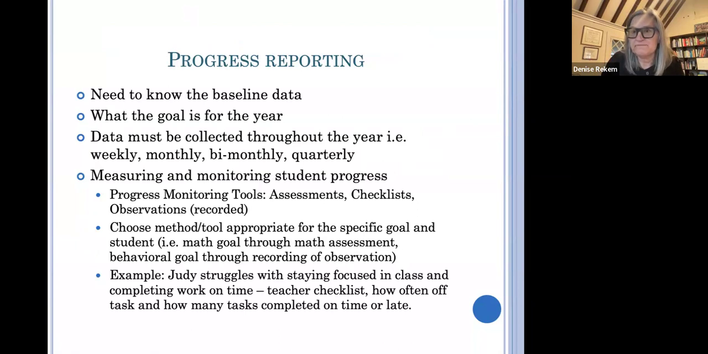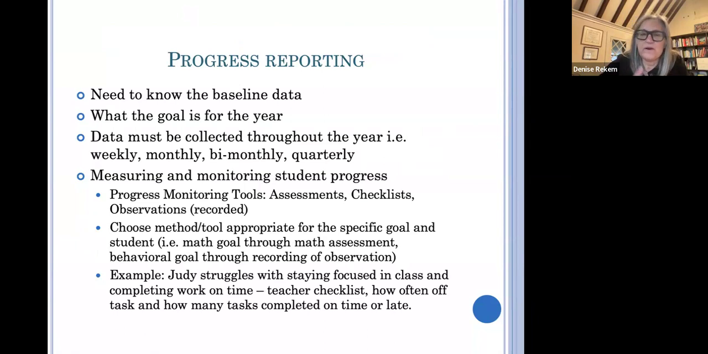Next slide. Okay, so we have the goals, we have the program, progress reporting, critical. Is the program working? Okay, so you need to have the baseline data, like where did the child start? Judy spoke about that in the present levels information. Now you have the goals, and now you need data, right? How are we going to know if this is working?